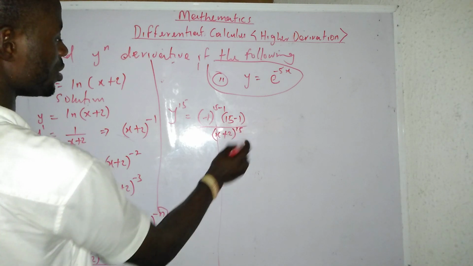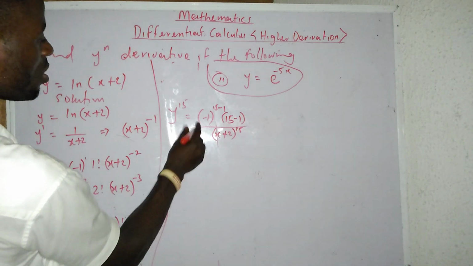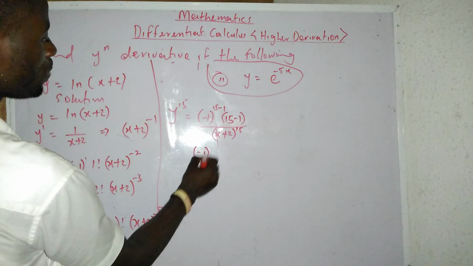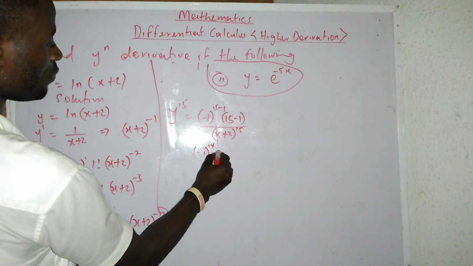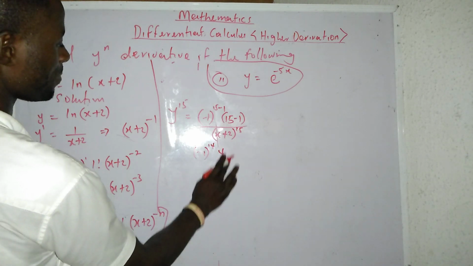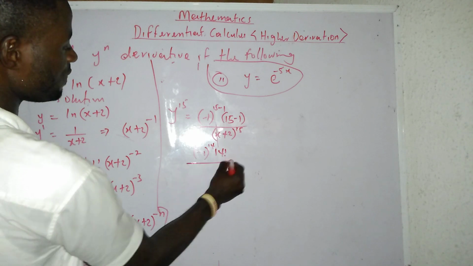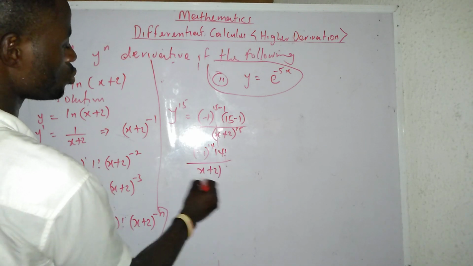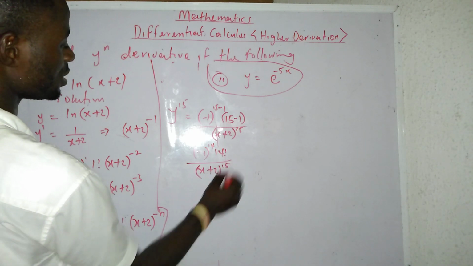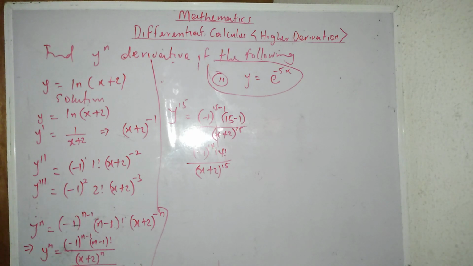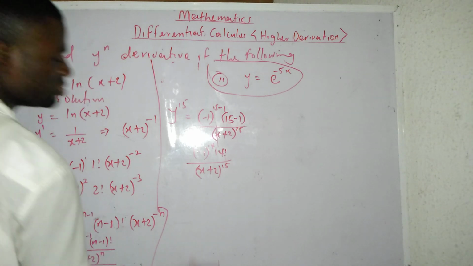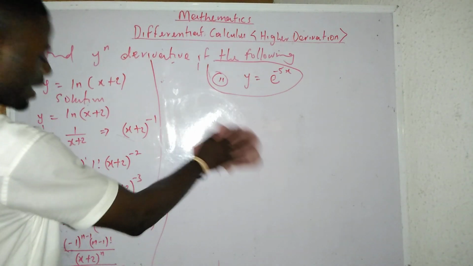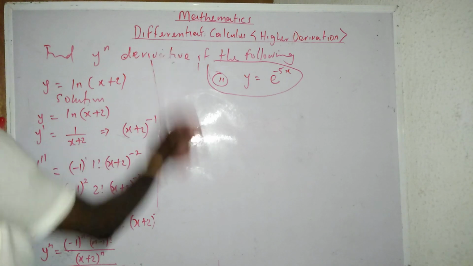Of 15, I will have minus 1 raised to power 14, 14 factorial, divided by x plus 2, all bracket of 15. That is my final answer, which I have 14 factorial here. When we talk about factorial, I will explain that later. That is my solution for that.